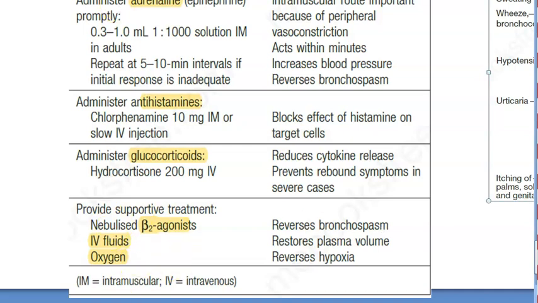Smart people. What will happen if you give IV fluids? Yes, the blood pressure will increase. So smart. Oxygen you will give, because this guy can have some laryngeal stridor, laryngeal obstruction, etc. Give oxygen, let him breathe, no hypoxia.